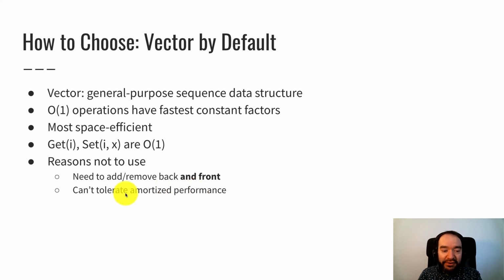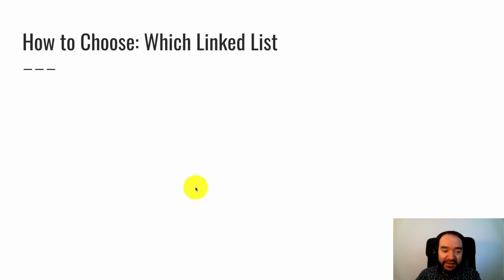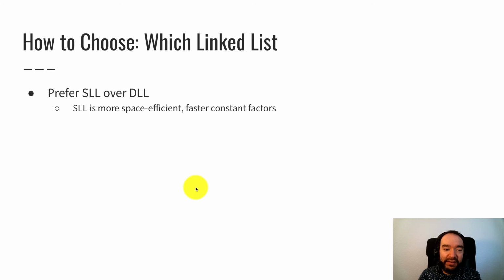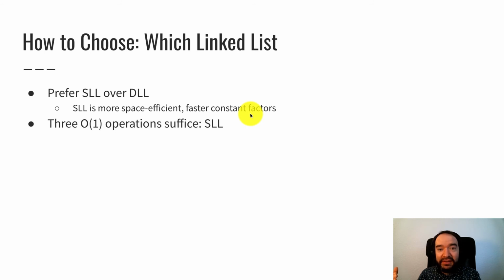So if you're in that kind of situation where that amortized qualifier is completely unacceptable, then maybe don't use a vector. So let's say you've decided not to use a vector and now it's down to singly linked list or doubly linked list. How do you decide between them? Well, for similar reasons, I would say prefer singly linked list over doubly linked list because singly linked list is more space efficient and has faster constant factors. So only use doubly linked list if you really need its additional capabilities.